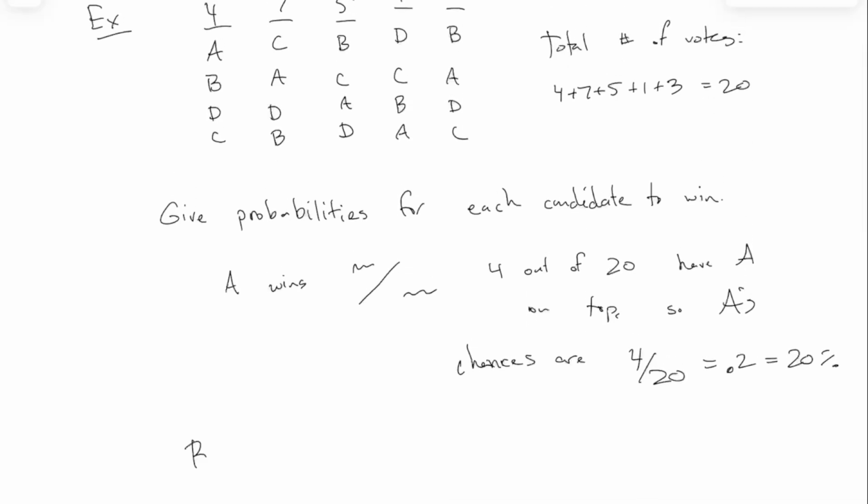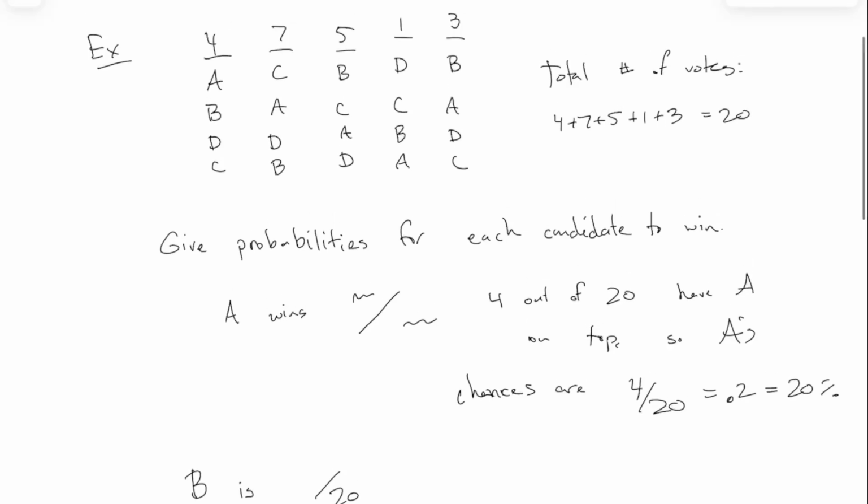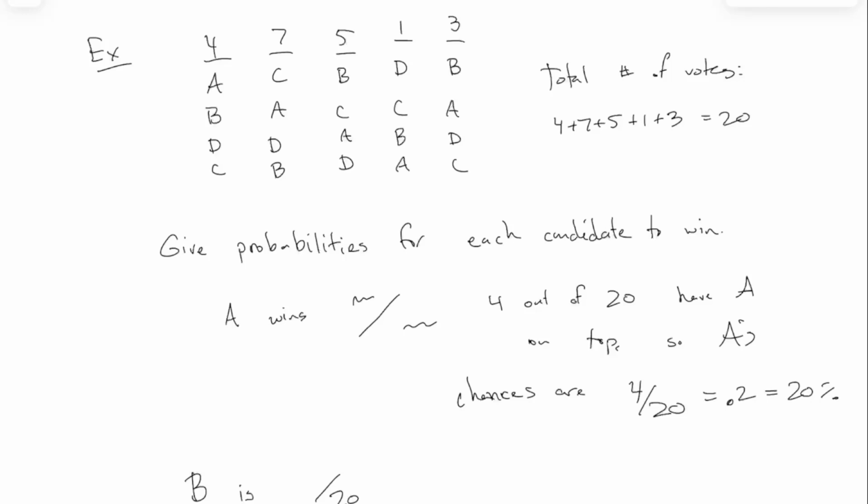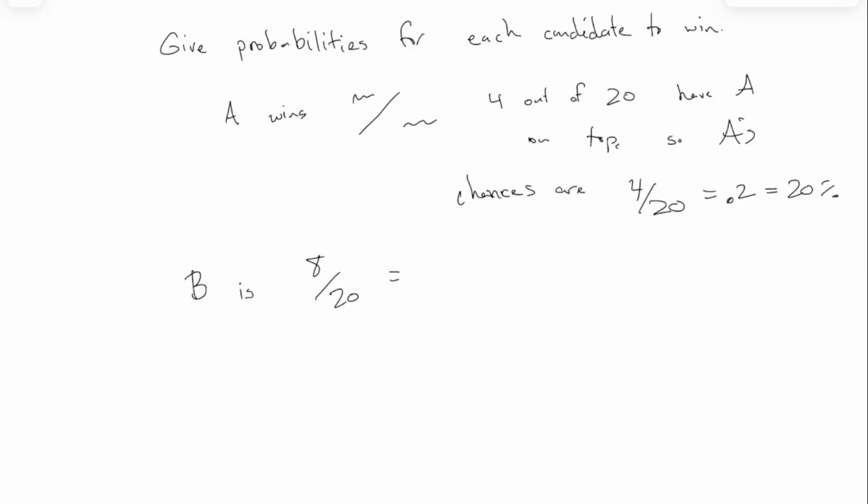There's no tricks really. B, their probability is, again, out of 20, so as a fraction it's something over 20. What is the numerator? It would be how many of these votes have B on the top. What do you say? 8, yeah. These 5 people put B on the top. These 3 also put B on the top. So the total number of votes with B on the top is 8. So B's probability of winning is 8 out of 20, which if you put this into your calculator is 40%.